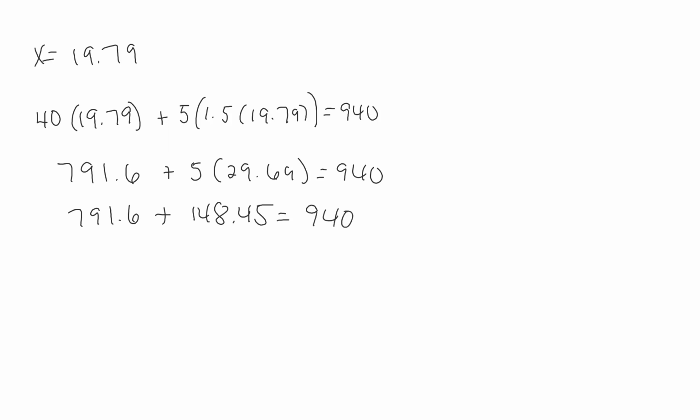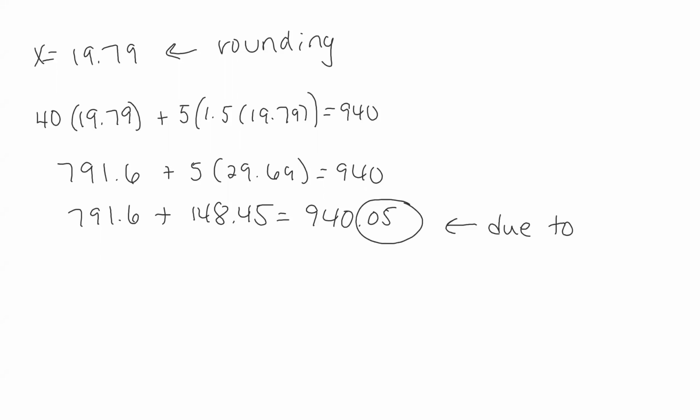And we have done some rounding. I rounded here. So if we don't get exactly $940, it's due to rounding in this process. But anyway, we get 791.6 plus 148.45. And we get 940.05. So this right here is simply due to rounding in the process.